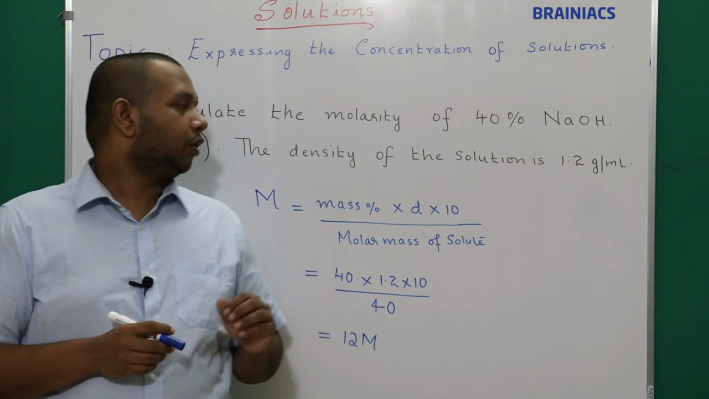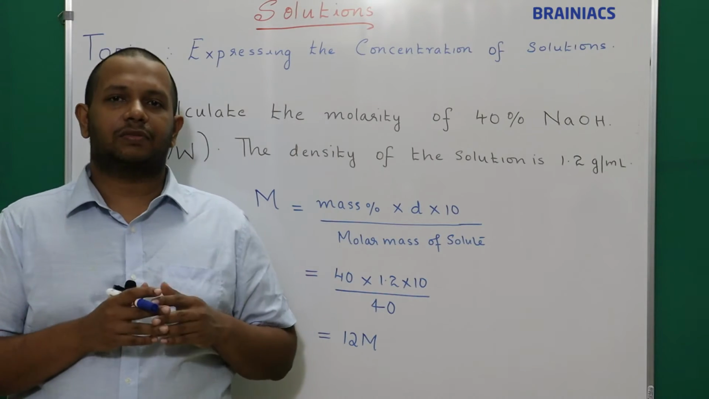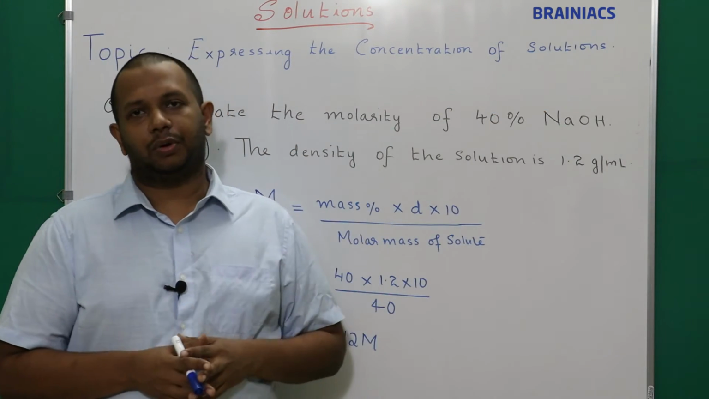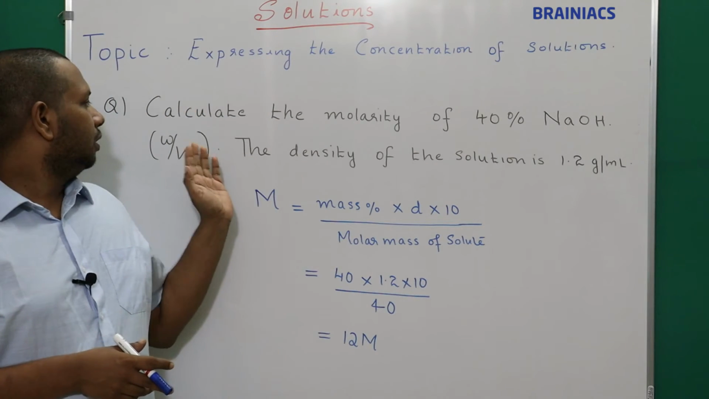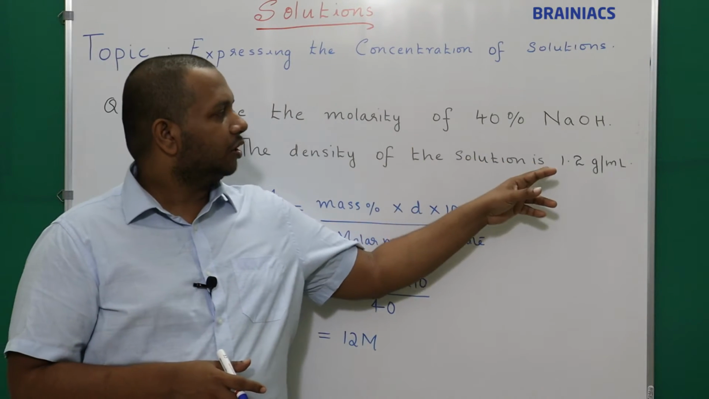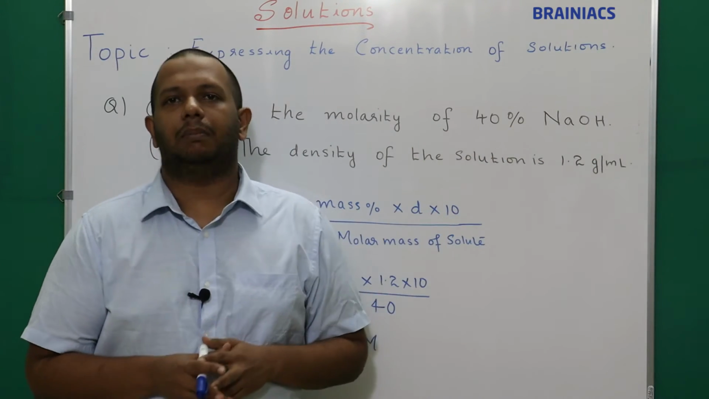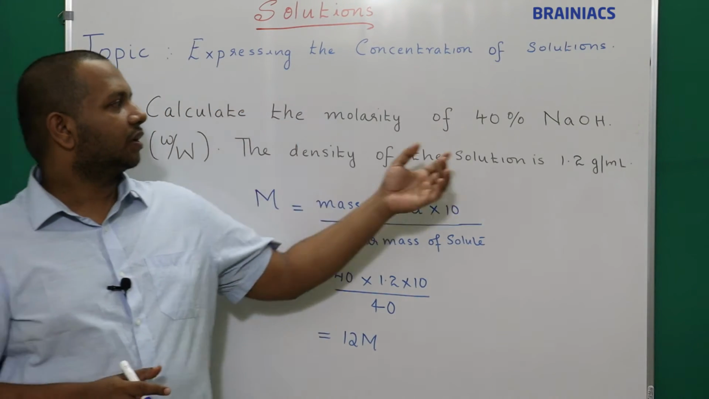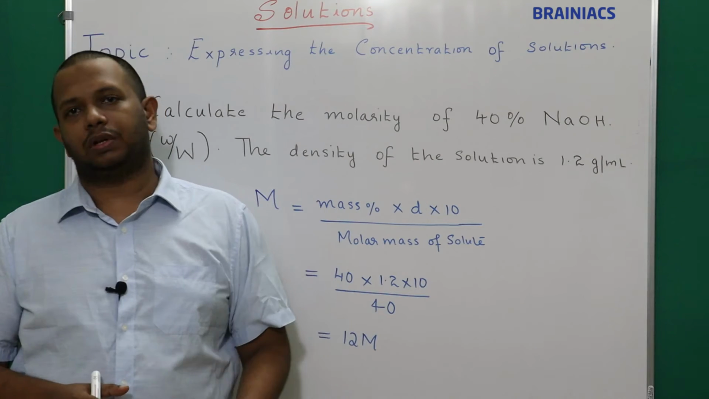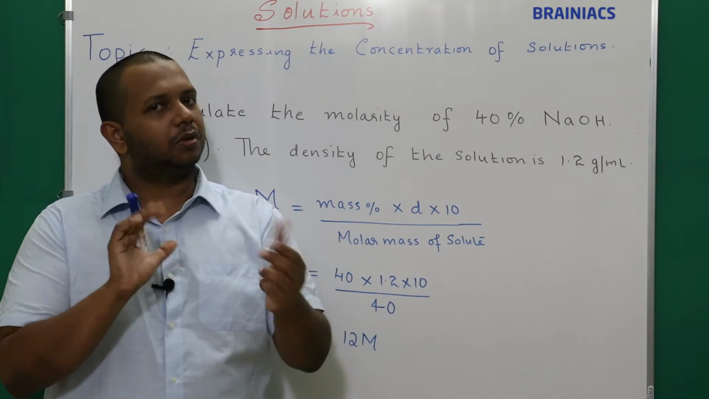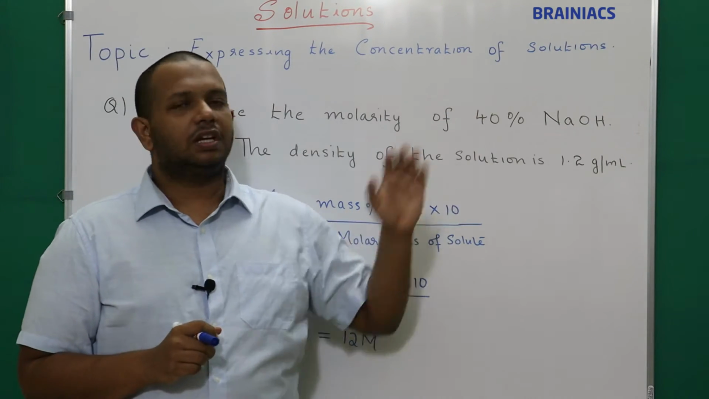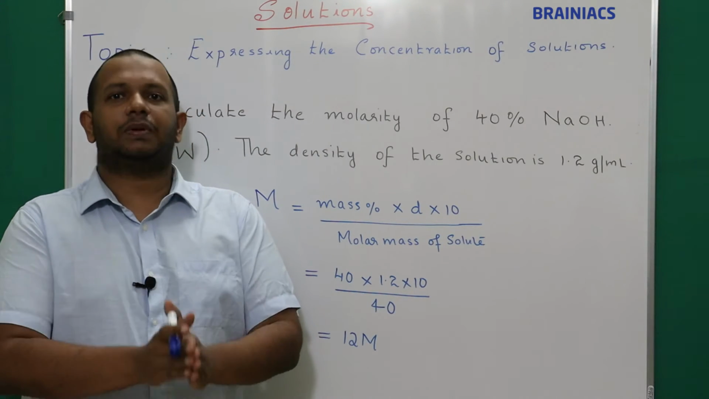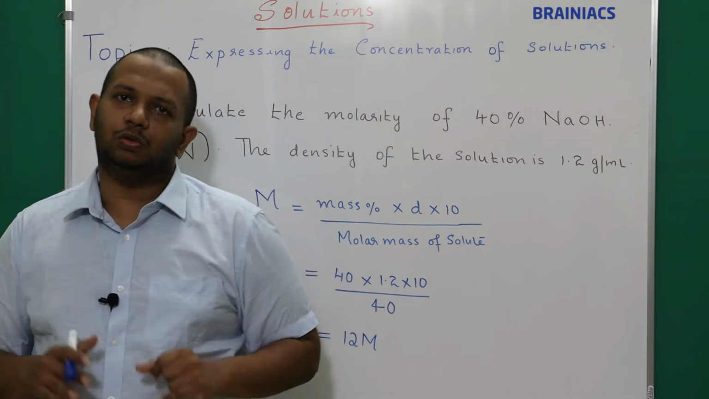So listen here, I hope you could see the question. The question is very straightforward. Calculate the molarity of 40% NaOH, given that the density of the solution is 1.2 gram per ml. How will we decode this question? Very simple. We should first understand that NaOH is the solute here. It is mixed with something to form a solution. So 40% NaOH means 40 gram of NaOH is present in 100 gram of the solution.